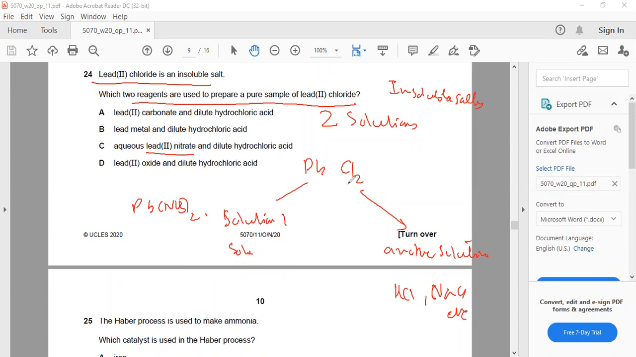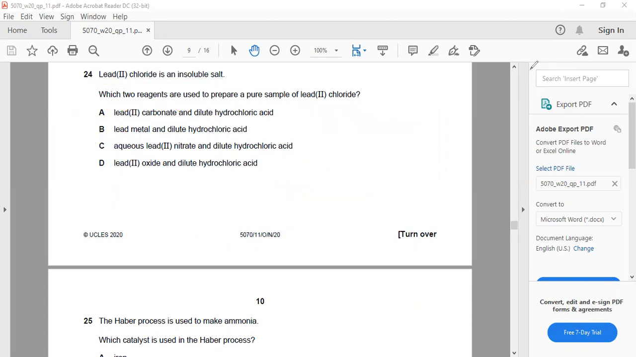Always lead nitrate. And for chloride, we use hydrochloric acid. Lead metal, no, we don't use it because lead does not displace hydrogen. Lead carbonate is insoluble. We don't use an insoluble compound to prepare insoluble things. Lead oxide is also insoluble. We need solutions of two soluble salts or soluble compounds.